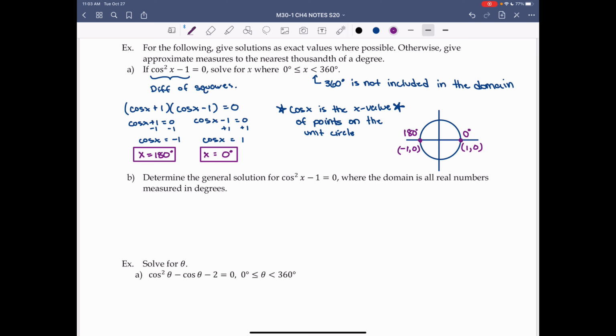Part B, determine the general solution for cos squared x minus 1 equals 0, where the domain is all real numbers measured in degrees. So this is very similar to the question at the bottom of the last page. Our two different solutions are 180 degrees away from each other, so we can write them as one solution. If we write x equals, and then there's different ways to write it. We could write 0 degrees plus 180 degrees n, where n is an element of the integers. Or we could write x equals, leave out the 0 plus, and just write 180 degrees n, where n is an element of the integers.